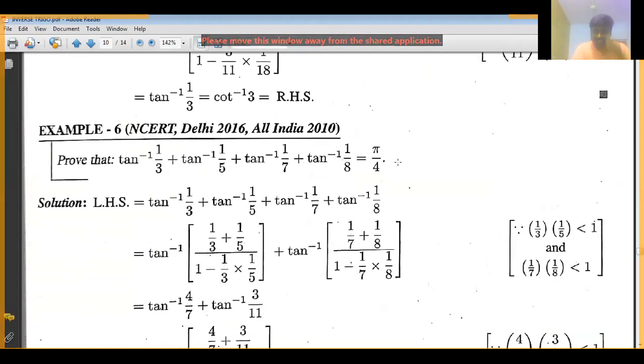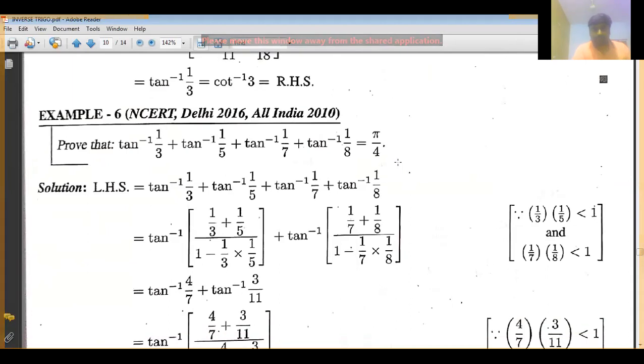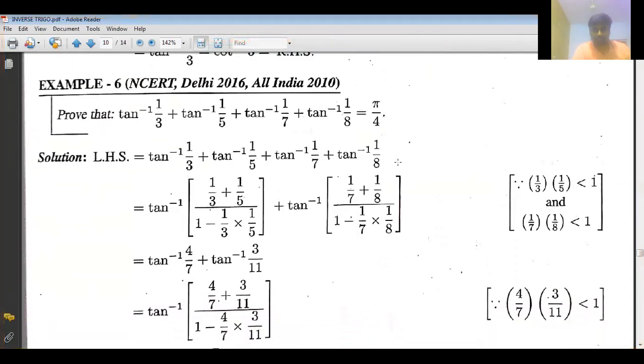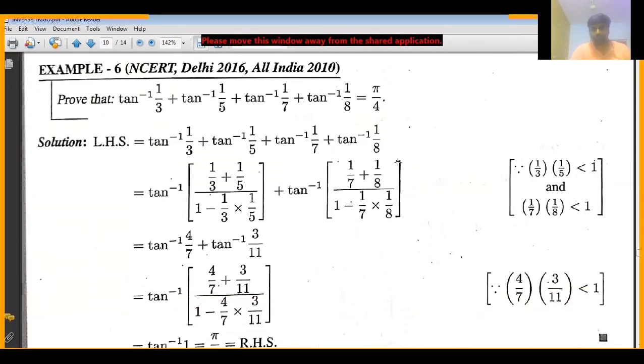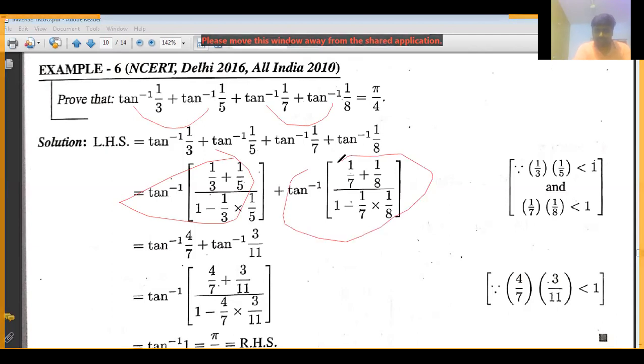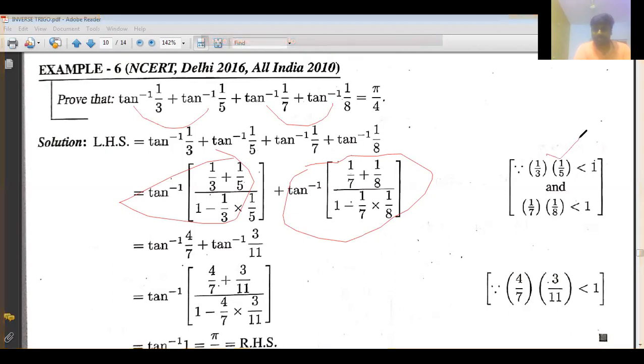See, this is very easy, very important, and easy to understand also. Here, tan inverse of 1 by 3 plus tan inverse of 1 by 5 plus tan inverse of 1 by 7 plus tan inverse of 1 by 8 equals pi by 4. See, how can you solve this problem? Just apply the formula for the first two and the second two together. What is that? The tan inverse of x plus tan inverse of y formula. But make sure that xy is less than 1 or not. Surely in 95 to 99% of cases xy less than 1 only will be there.